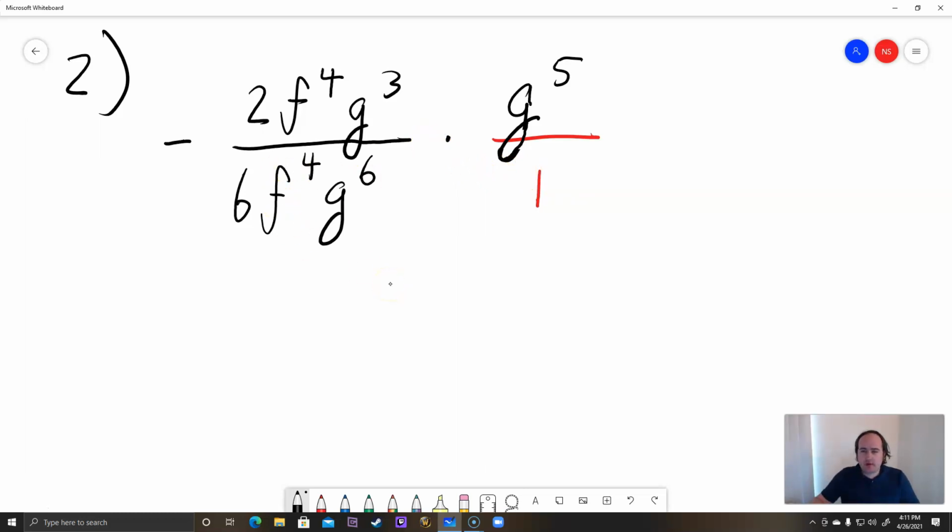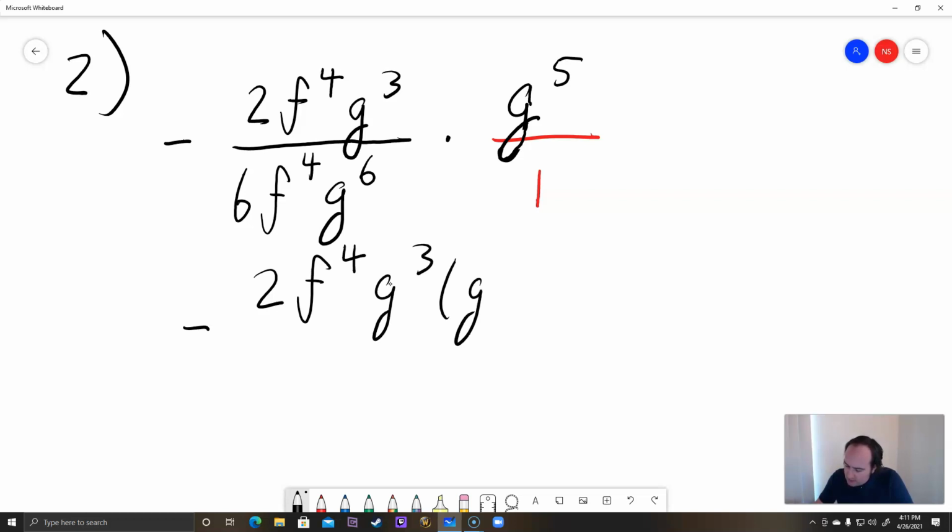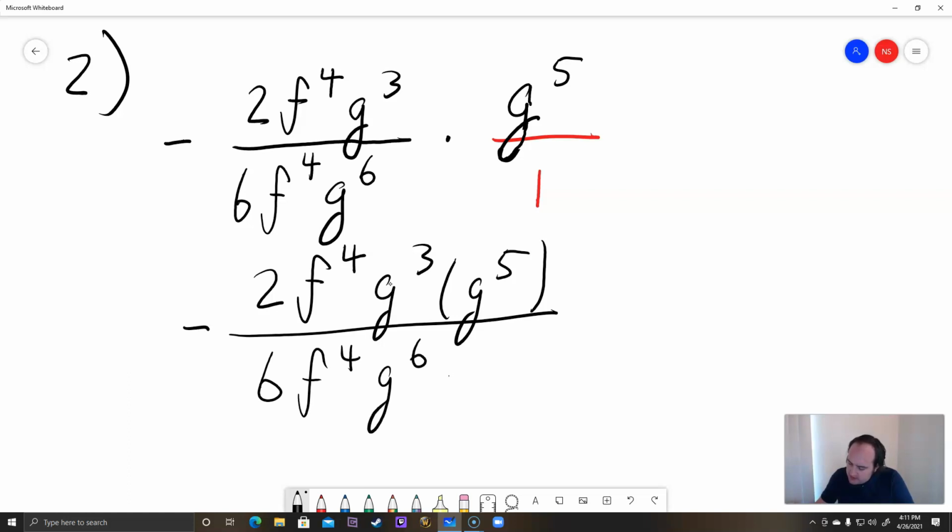And then now that we're going to multiply straight across, we're going to get negative 2f to the 4 g cubed times g to the 5th all over 6f to the 4 g to the 6th times 1. And of course, any number times 1 is just a number, so we don't really need to write the 1 on the bottom.